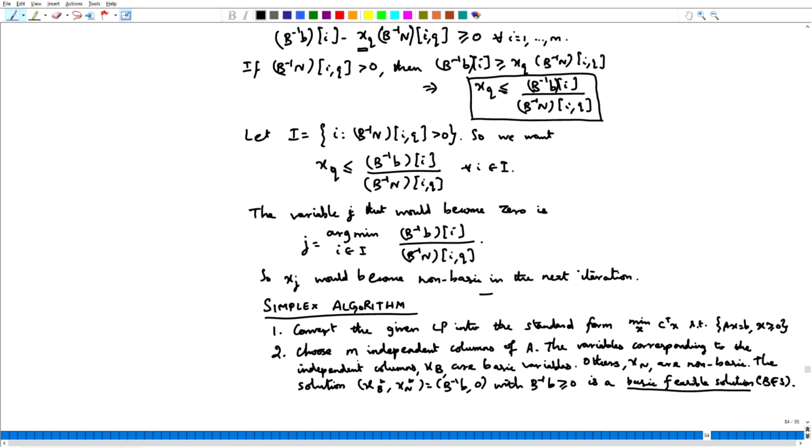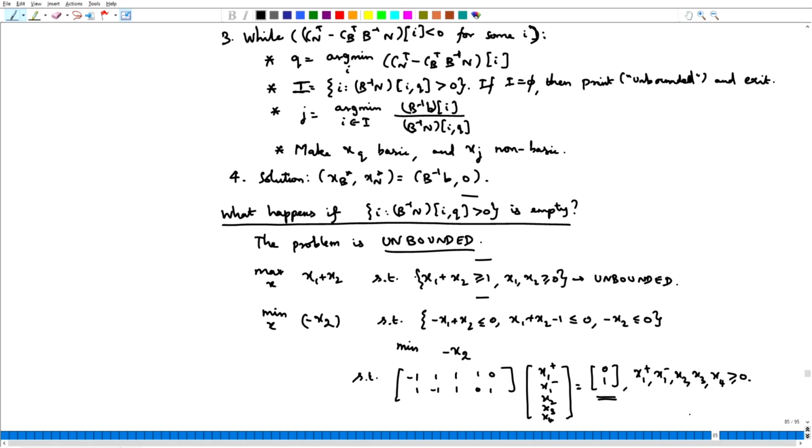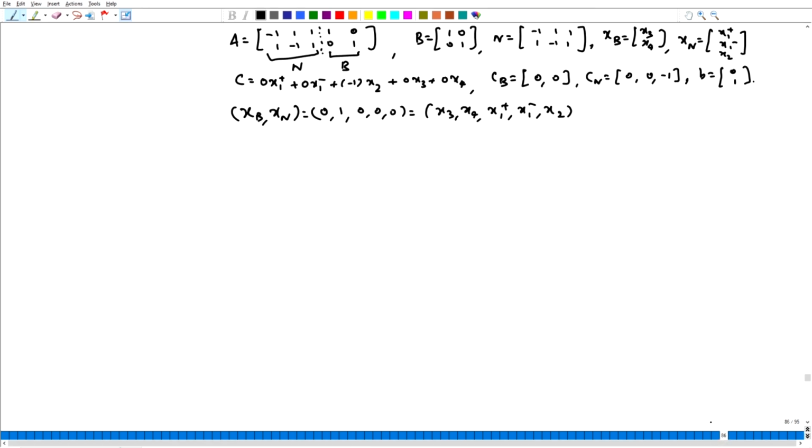So, in this we have chosen m independent columns, the variables corresponding to independent columns are basic, the others are non basic, the solution B inverse b is greater than or equal to 0, and we have just converged at the basic feasible solution. Okay. Fine. Let us go to the next step. So, I want to check now whether this particular vertex, 0 0 0 0 1, satisfies the condition that Cn transpose minus Cb transpose B inverse N is always non negative.